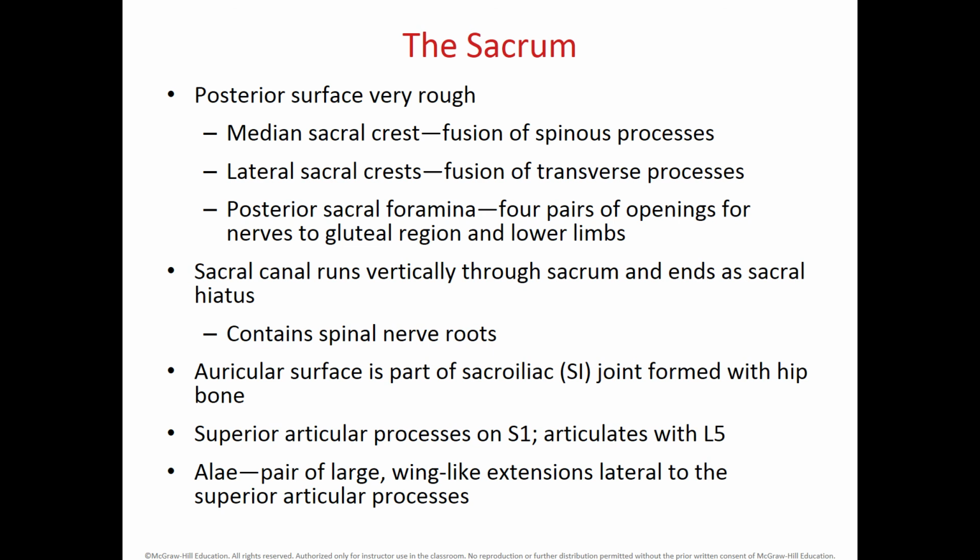Now, the superior articular processes on S1 will articulate with the inferior articular processes of L5. And then on the anterior surface of this sacrum, you have the ala, which are a pair of large wing-like extensions lateral to the superior articular processes.